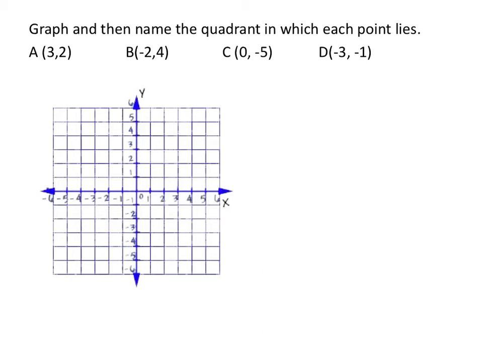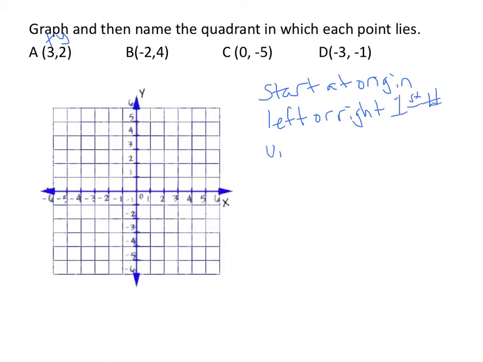Now let's look at some spots where we're going to graph and then name the quadrant in which each point lies. So our first point is 3, 2. Remember, ordered pairs are always based on x, then y. We're always going to start at the origin, and then you go left or right for the first number, and then up or down for the second number.